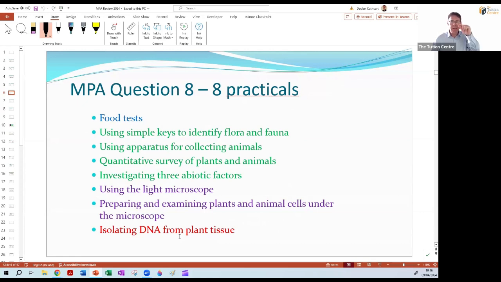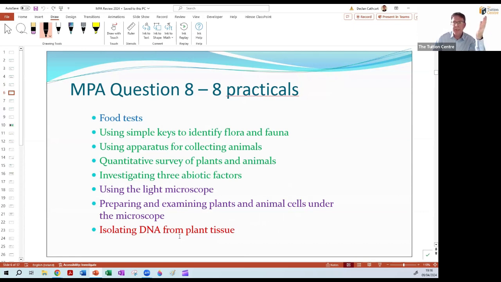It has to be this set. Look at these ones. Food tests. That'd be great. You'd be mad to go in there not knowing your color changes, like burned into your memory. You really need to.